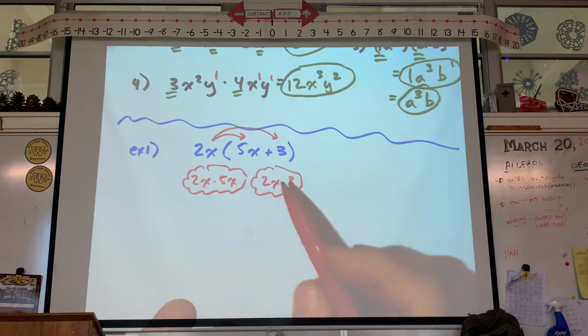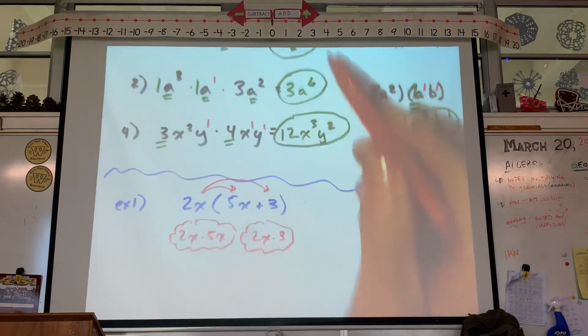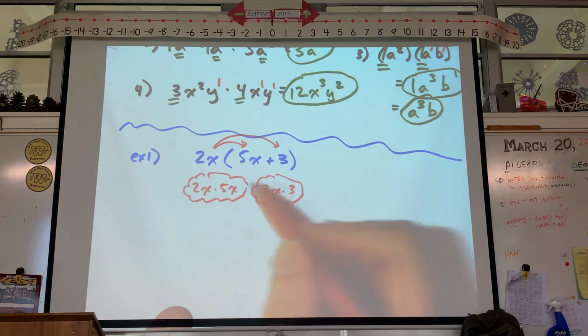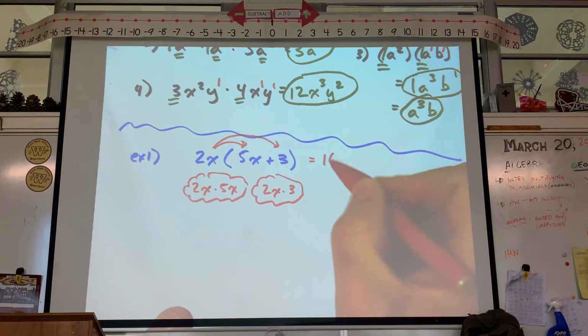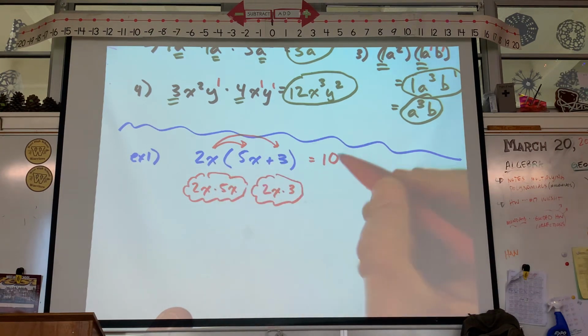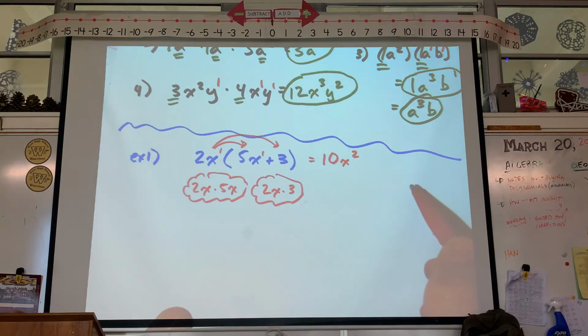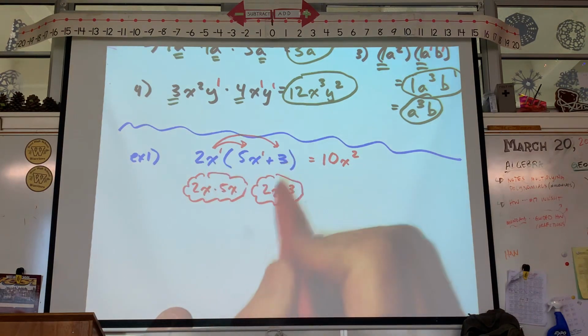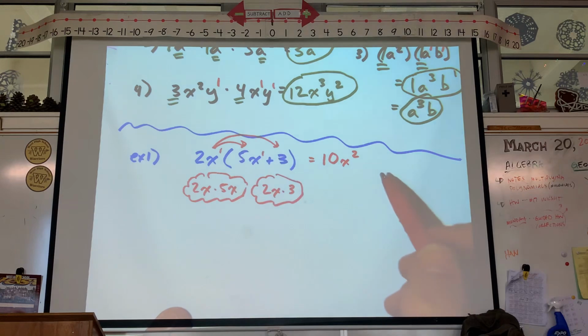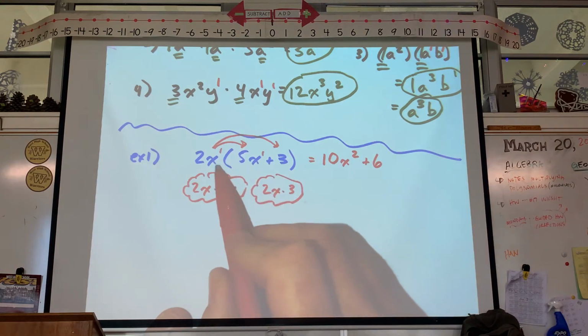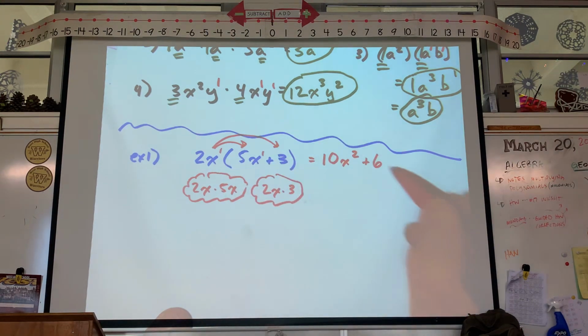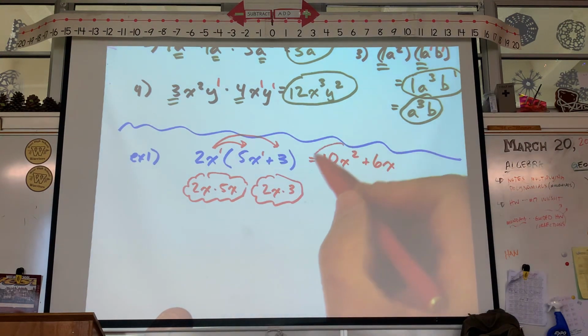this is our thought process, okay? And we're following the same rules that we did up here. 2 times 5 equals 10. X times x equals x to the second. Remember to add your floaters if you need it, all right? 2x times 3 is the second part of our distribution. Well, 2 times 3 is positive 6. And if there's nothing really to multiply by that x, we are just bringing this over. There's our answer right there.